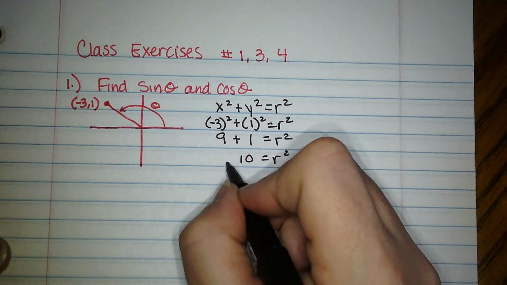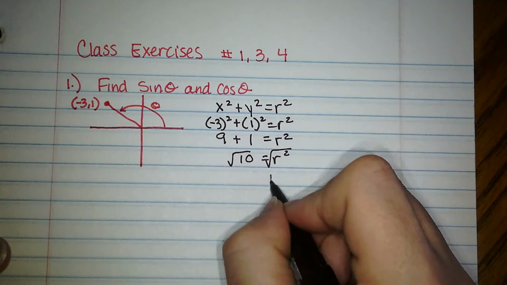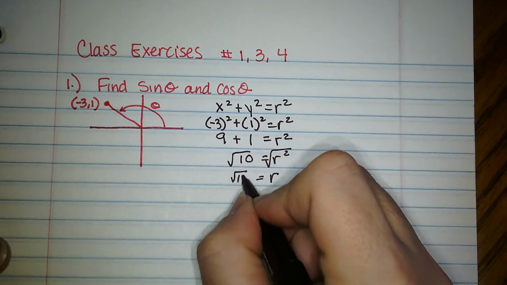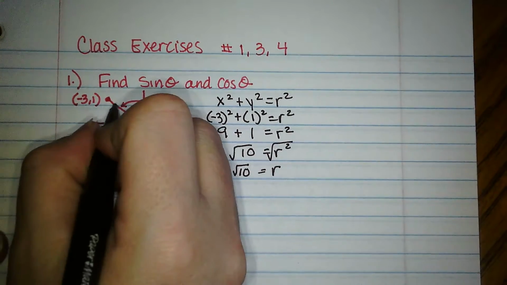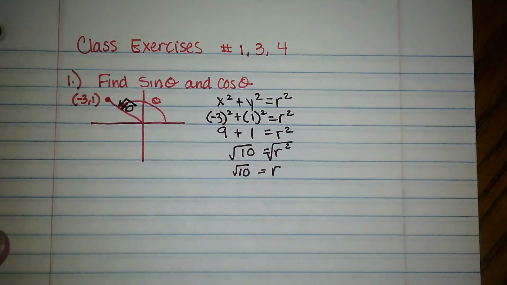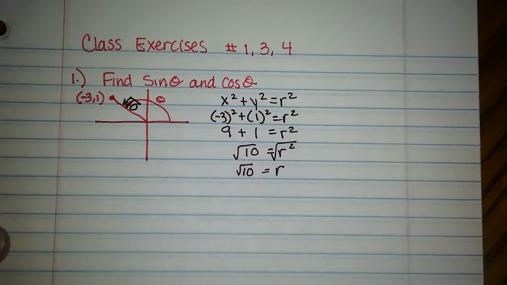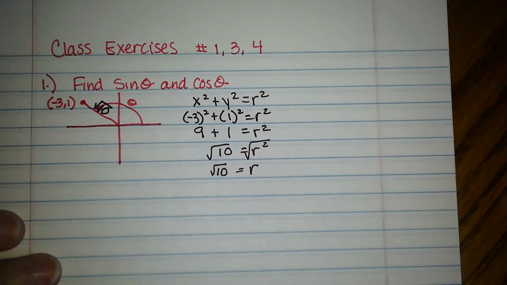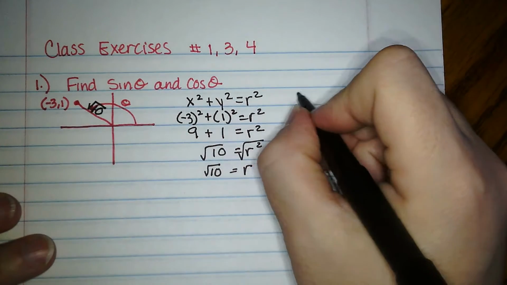And then you're going to square root both sides. And so your radius is the square root of 10. You can't break square root of 10 down. So square root of 10 goes there. Now what we're going to do is we're going to take a look at the sine and the cosine.